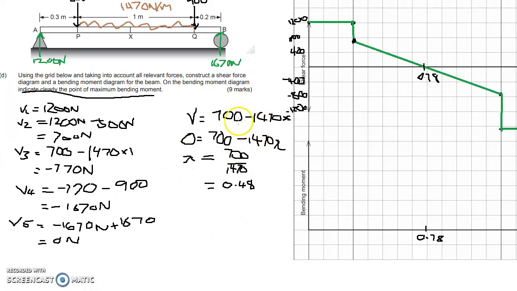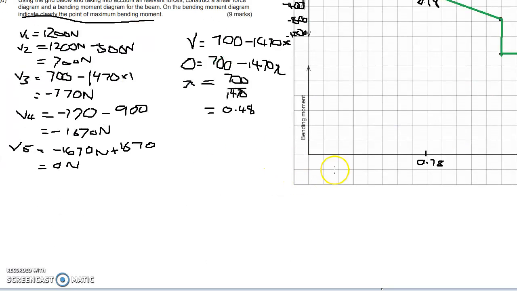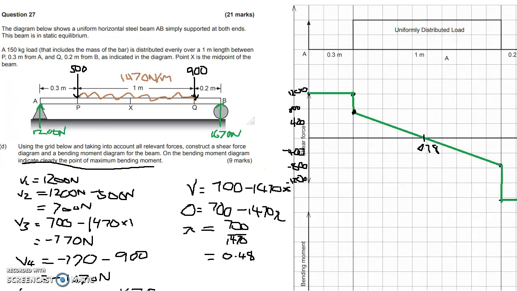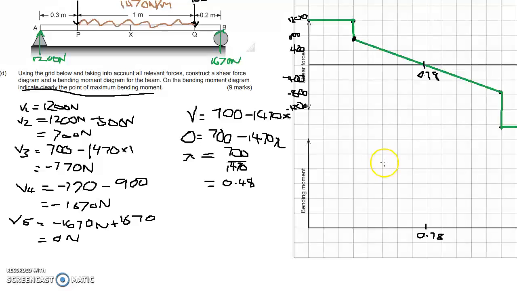Okay, so I'm going to leave this bit up here because we're going to have to refer to that in a bit in order to calculate our bending moments. But I'm going to leave this video here. I'm going to get rid of these shear force calculations and start again for our bending moment calculations because we're running a little bit out of time here.